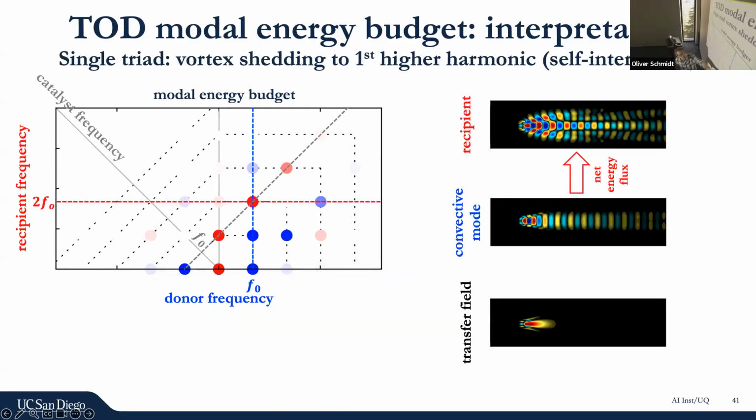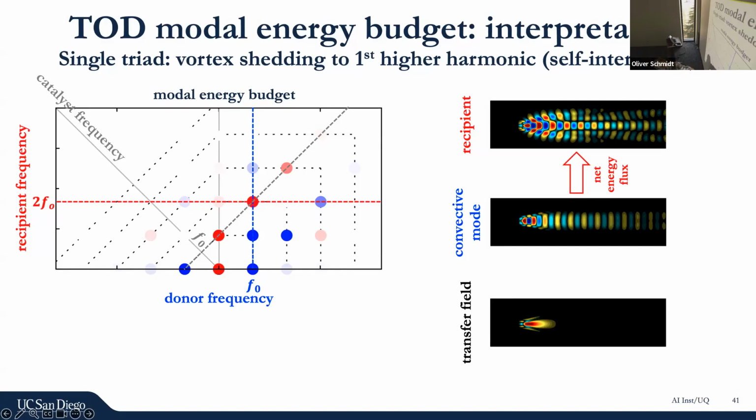Now we can look at the structures at one specific frequency triad. So this one is the vortex shedding to the first higher harmonic, right? So the fundamental gets created. We should never say created, right? Because it's a chicken and egg problem, right? You can never say there's causality here, right? So everything happens simultaneously in our spectral world.